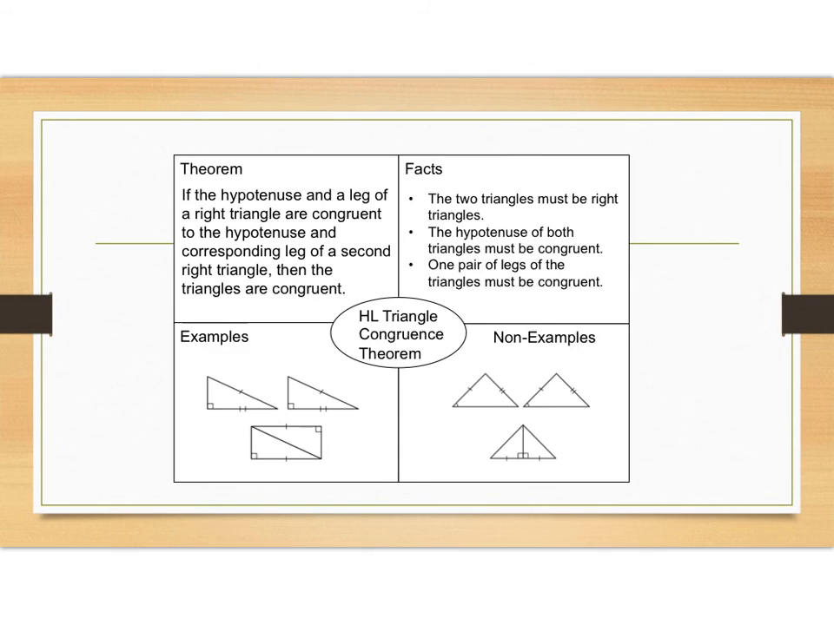Finally, you can also use the hypotenuse-leg triangle congruence theorem to tell whether two triangles are congruent. It says that if the hypotenuse and a leg of a right triangle are congruent to the hypotenuse and corresponding leg of a second right triangle, then the triangles are congruent. So one thing I want you to be mindful of is this theorem is only usable with right triangles. So they have to have an angle that measures 90 degrees.